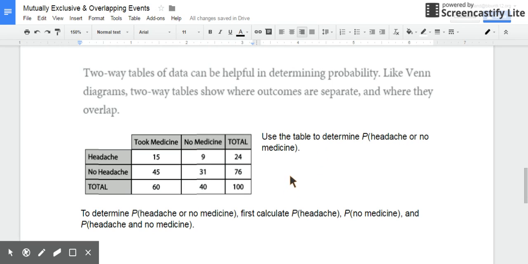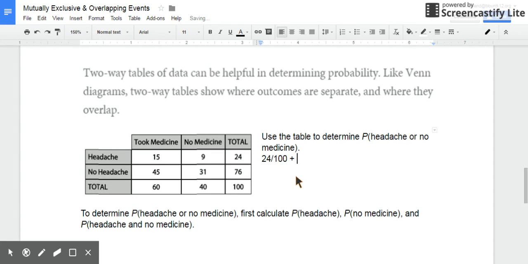All right, so here's the probability. We want to find the probability of having a headache or no medicine. To calculate that, we need the probability of the headache, the probability of no medicine, and the probability of headache and no medicine. So let's look here. The probability of having a headache, we need all headaches. So that is 24, out of a total of 100.